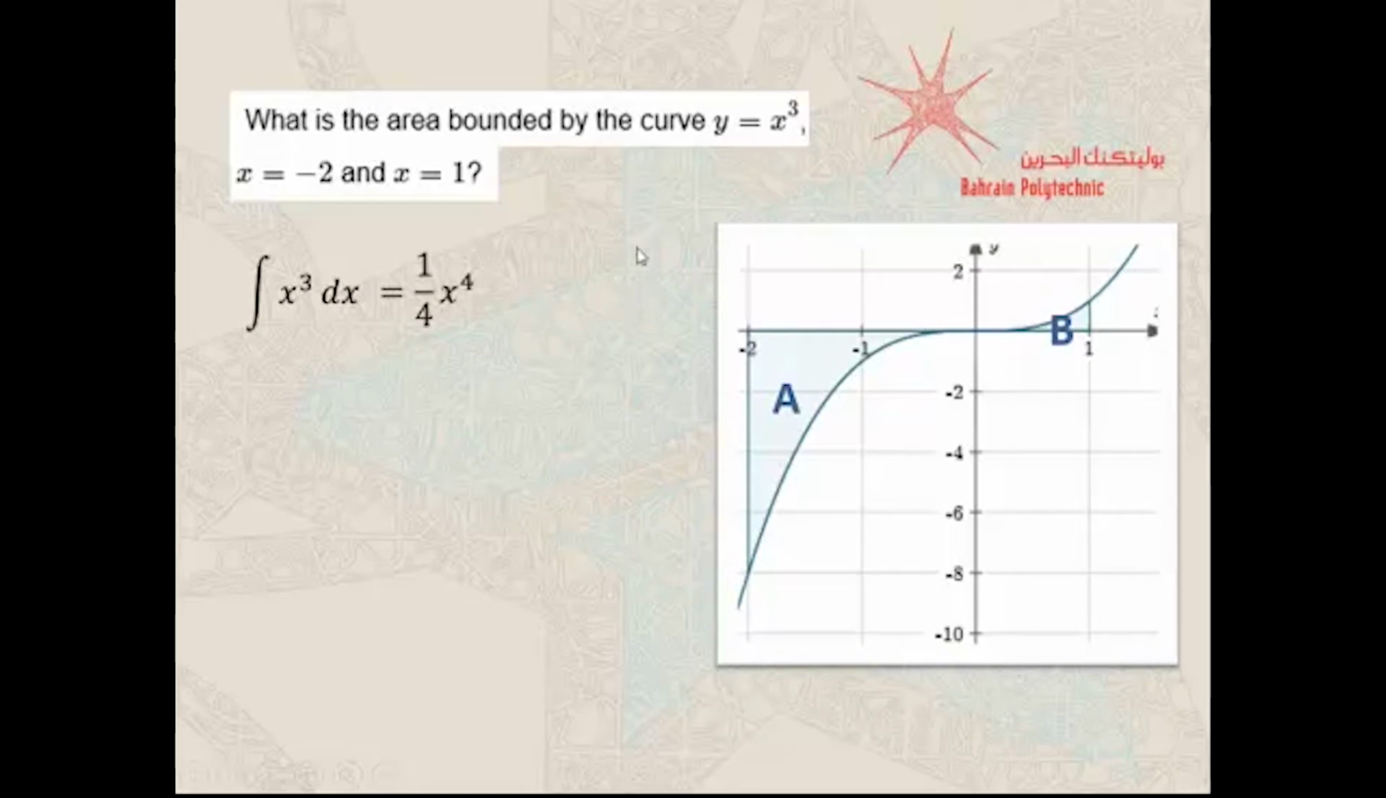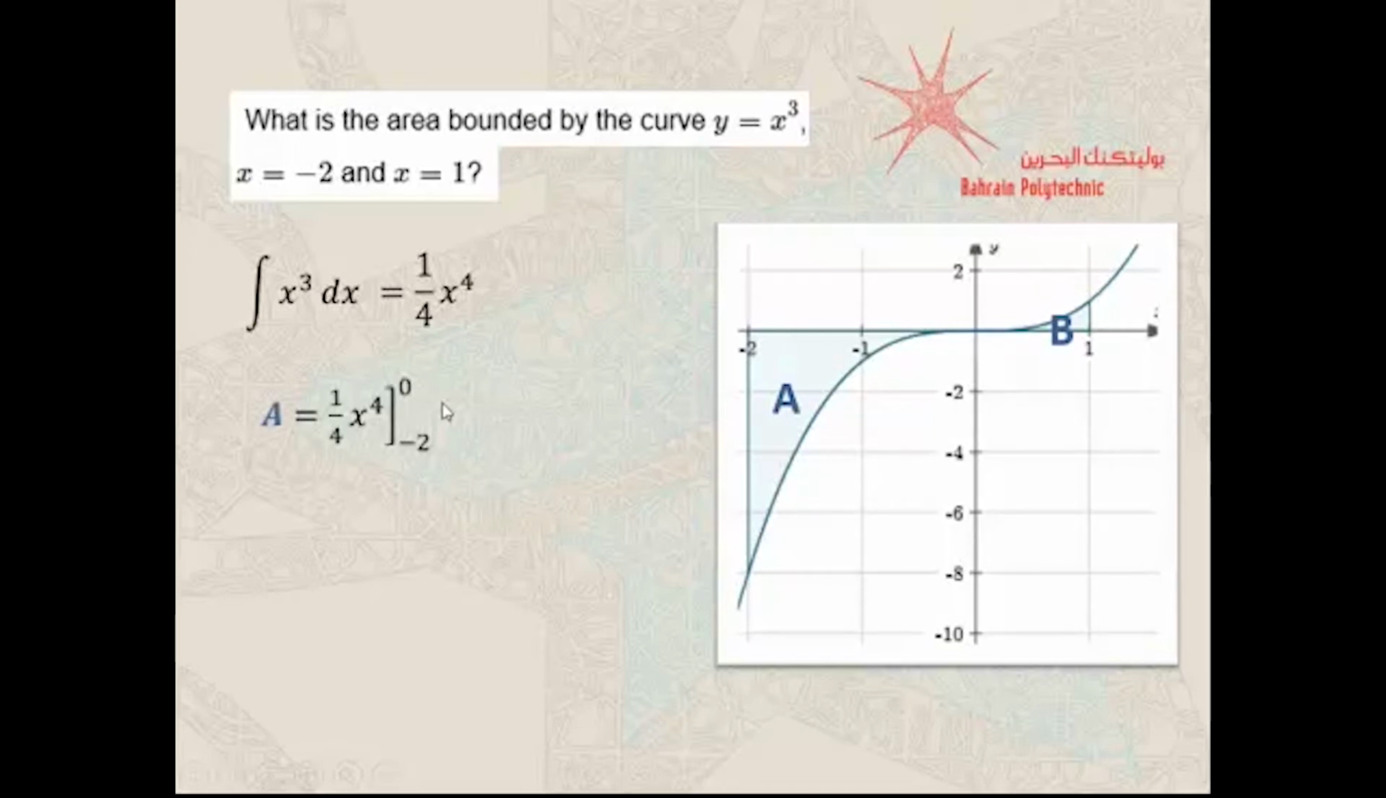If I integrate it, it is going to be equal to x to the power of 4, and then you're going to be dividing by 4. So this is like a quarter x to the power of 4. This is the basic integral. Now I'm going to evaluate this integral in the region from -2 to 0, and then I'm going to also evaluate it again from 0 all the way to 1. So I've got 2 steps. First, I'm going to find this area, and then I'm going to find this area.